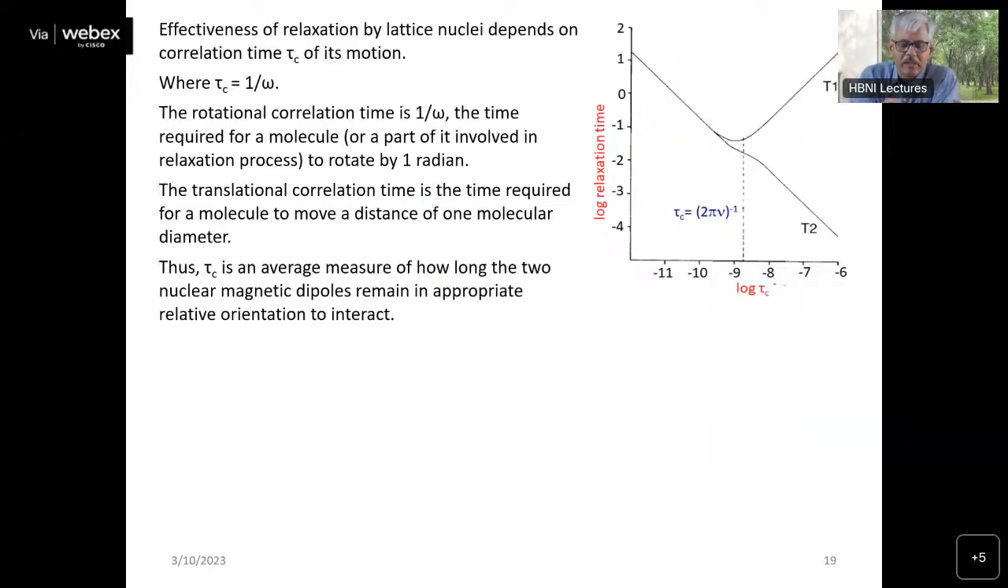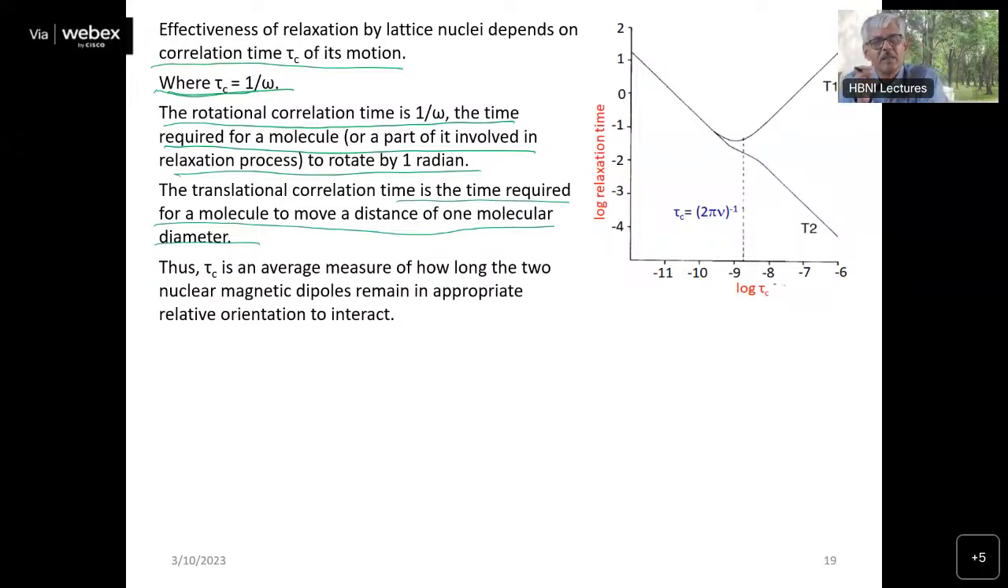Now, the effectiveness of relaxation by lattice nuclei depends on the correlation time, which relates to the motion I told you about, where the correlation time tau is nothing but 1 by omega. There are two types of correlation time. One is the rotational correlation time, which is the time required for a molecule to rotate by 1 radian. The translational correlation time is the time required for a molecule to move a distance of 1 molecular diameter. The molecule has a particular size, so it should move that much distance.